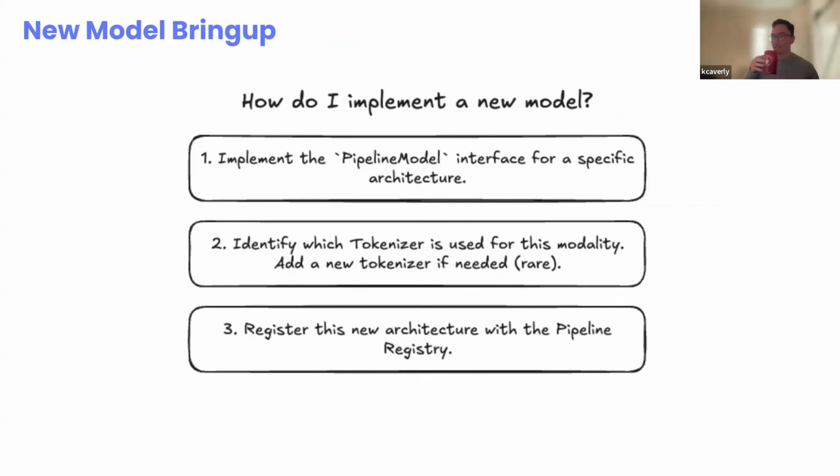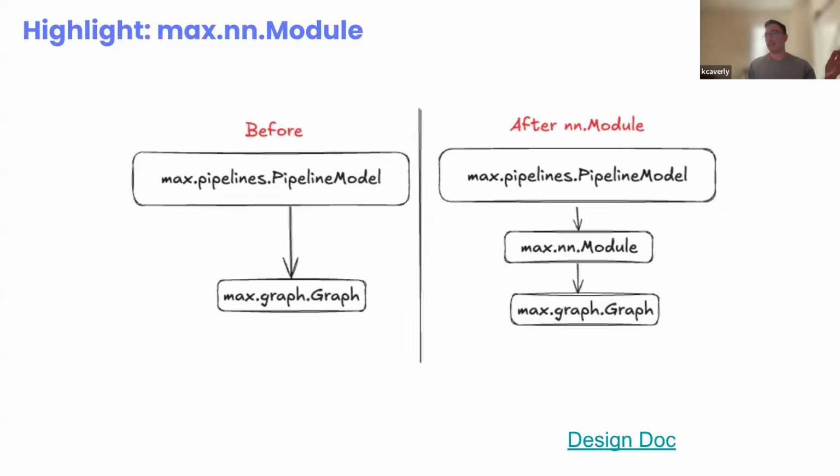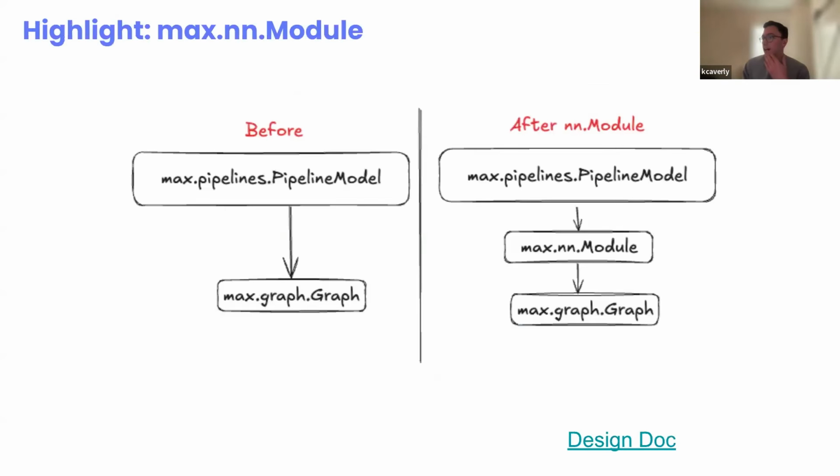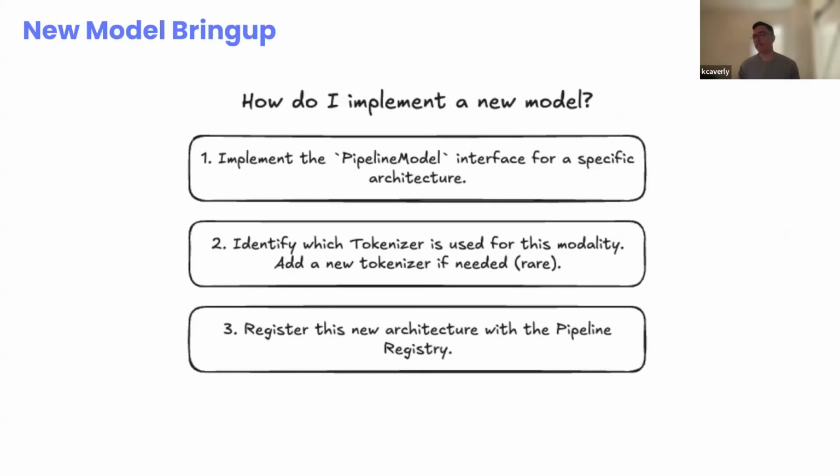I'm going to talk a little bit next about how we actually implement a new model. So given that I've discussed these two primary building blocks, the max_nn and the KV cache, I'm going to talk about how we go from these fundamental building blocks to something like the Llama architecture. There are three primary pieces to building a new model. The first is we actually have to implement a primary interface, which is the pipeline model interface. This lives in the Max Pipelines module for a specific architecture.